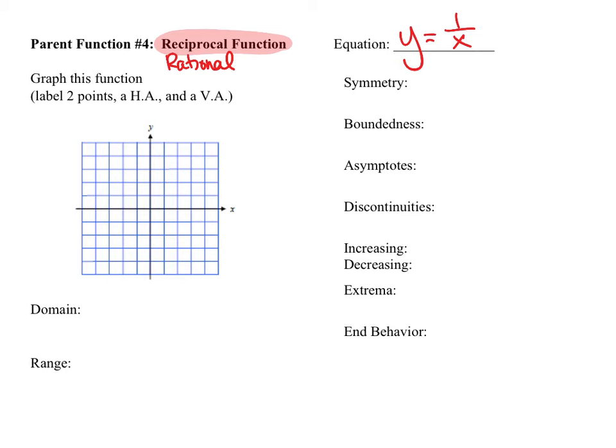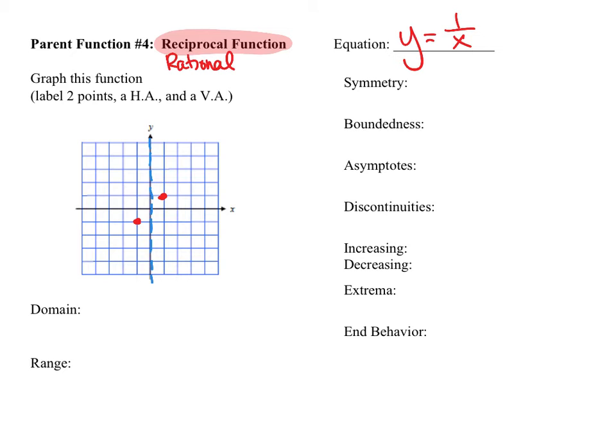We're going to label 2 points, and you're going to find that it has a horizontal asymptote and a vertical asymptote. 2 things we know. If we plugged in 1, 1 over 1 is 1. If we plugged in negative 1, 1 over negative 1 is negative 1. But if I plugged in 0, hopefully your spidey sensors are telling you we would have a vertical asymptote right there, because you can't divide by 0.